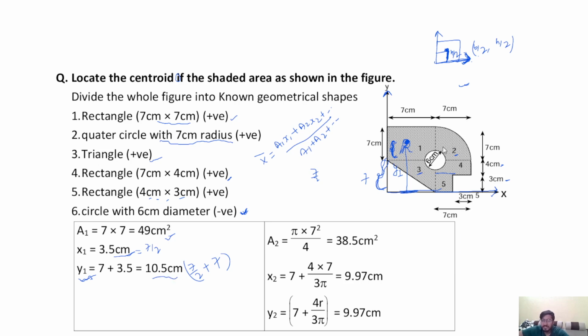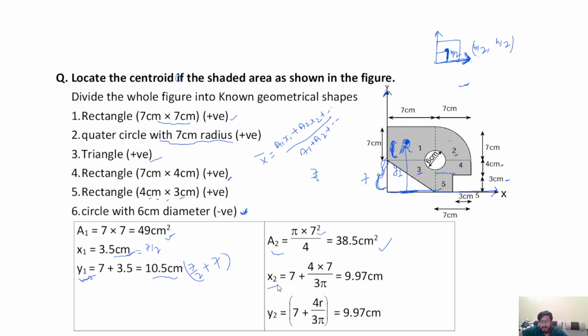So for the second figure, that is the quarter circle with radius 7 centimeter, the area of this quarter circle will be pi r square by 4, where r is the radius of this quarter circle.